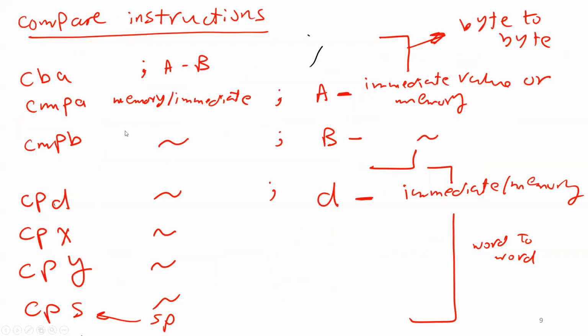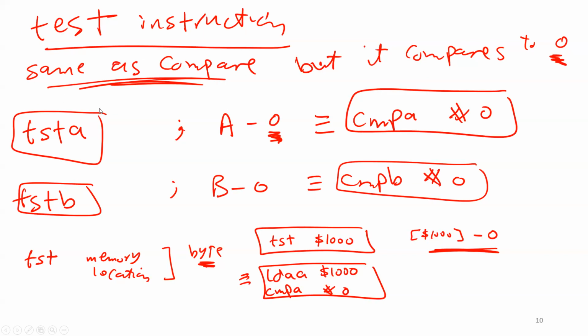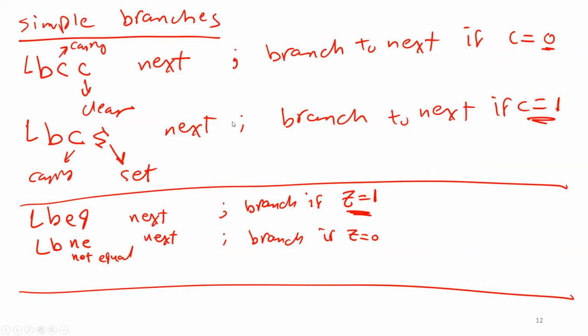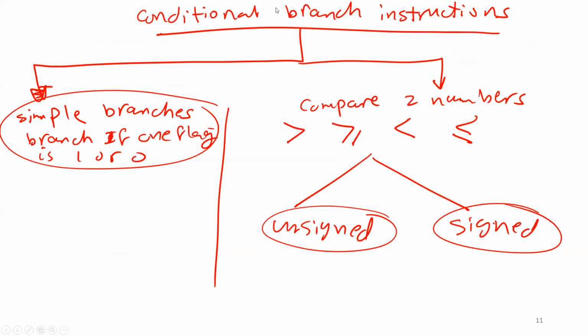So again, if you want to build a condition, first you have to put a compare or test instruction. After that, you have to use one of the conditional branch instructions. Okay. Now I'm going to teach the conditional branch instructions we have. I'm going to classify them into simple branches, right? These branches are going to branch if only one flag is 0 or 1, as you will see right now. So we call them simple branches.